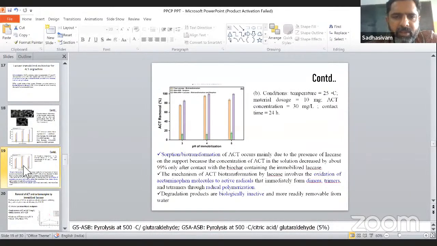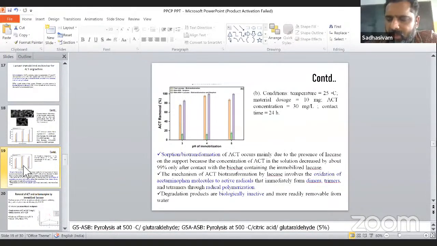Two mechanisms can happen. Some drug may directly bind to the biochar, which is called biosorption. Some drug material will undergo degradation because of the laccase present on the biochar. The laccase attacks the drug acetaminophen via an oxidoreductase reaction. This leads to the formation of radicals, like free radicals.